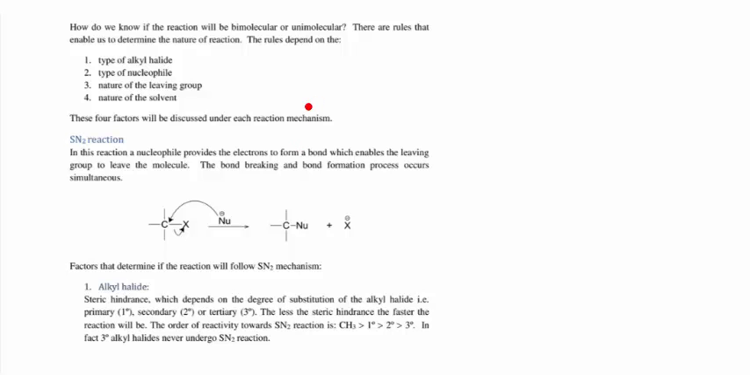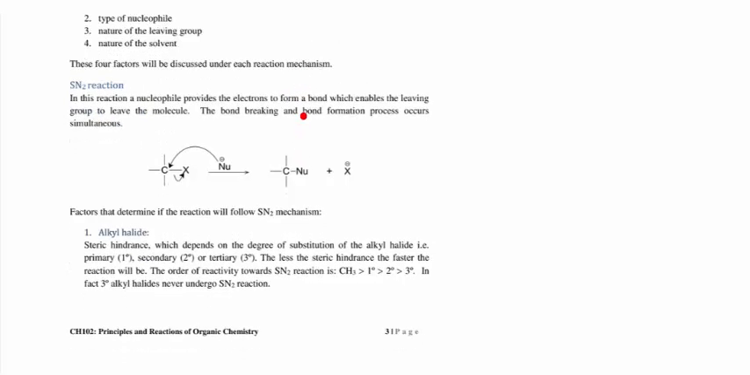Alright. The rules for the reaction depend on the type of alkyl halide, the type of nucleophile, the nature of the leaving group, and the nature of the solvent. We'll discuss this further as we go along into each of the reactions. So first we're going to go through the SN2 reaction because this is a lot easier, and since it's a bimolecular reaction, it only takes place in one single step.